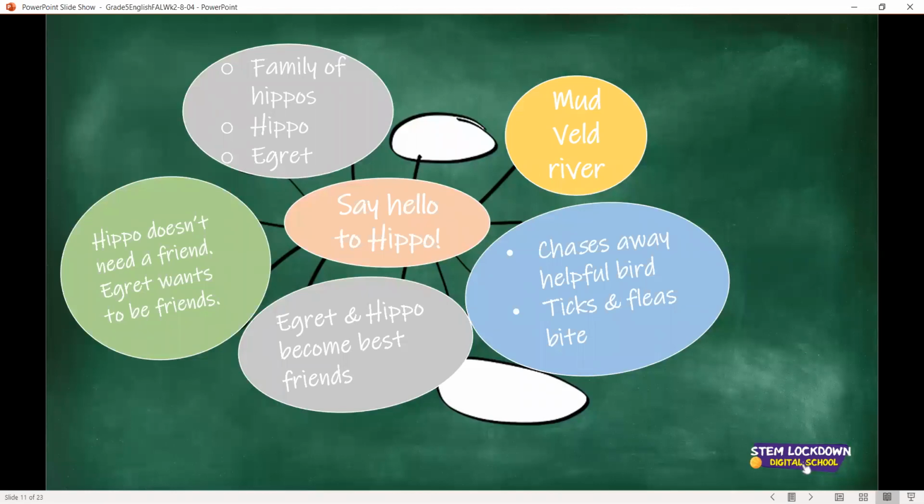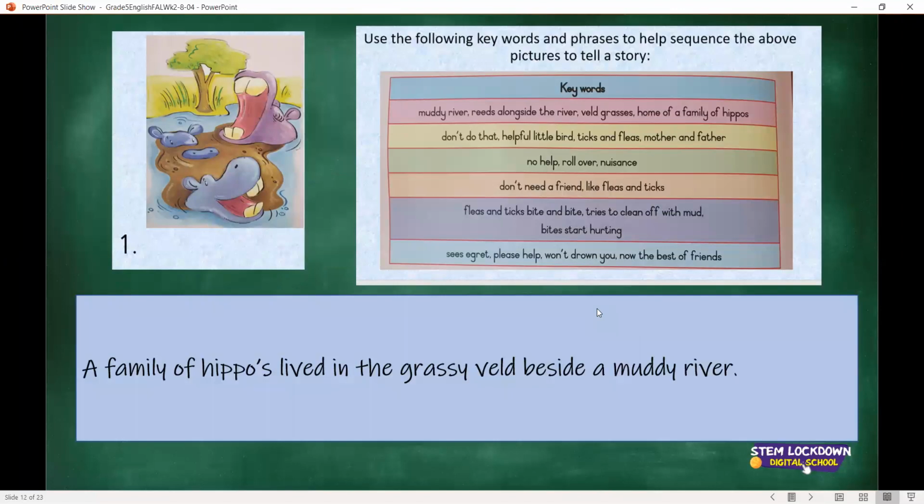So there's my plan. I've done that. I've made it nice and colorful. Now I know what I want to write about. So now I go to the next step. I have my keywords. Now, these keywords are sometimes given to you. When you're asked to write a story, they will give you keywords and you can use them. Okay, so these are my keywords that I'm going to look at when I write the story.